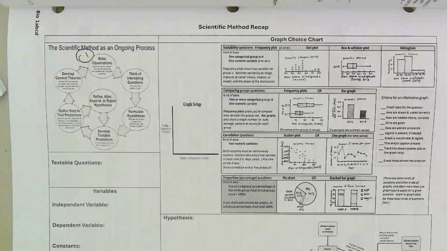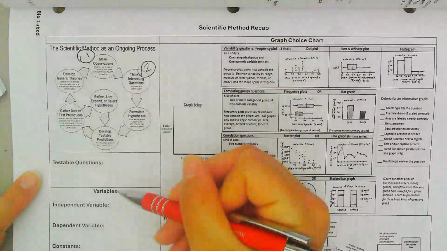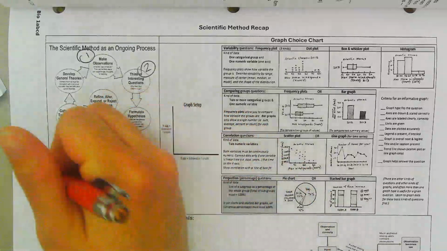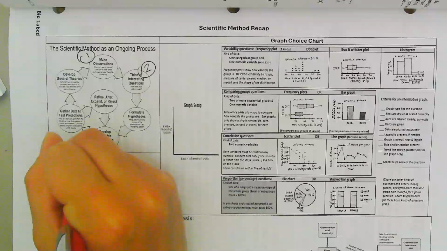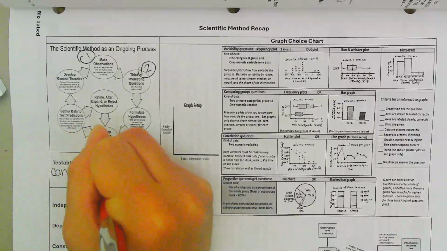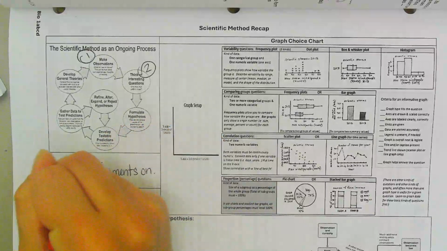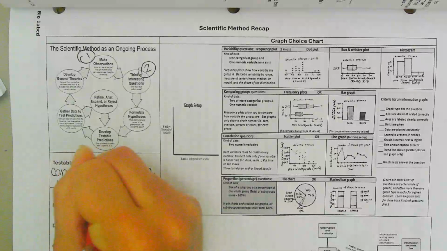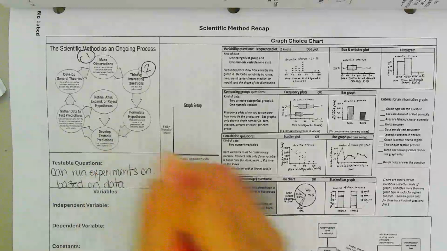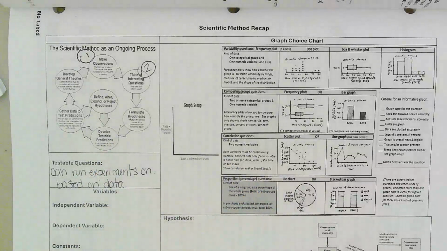I start asking questions. When I formulate a question, a big one that pops up is what we call a testable question. These are ones that we can run experiments on. They're typically based on data. If I ran an experiment and I said, I wonder what was everyone's favorite breakfast, would that be a testable question? Could I test that?